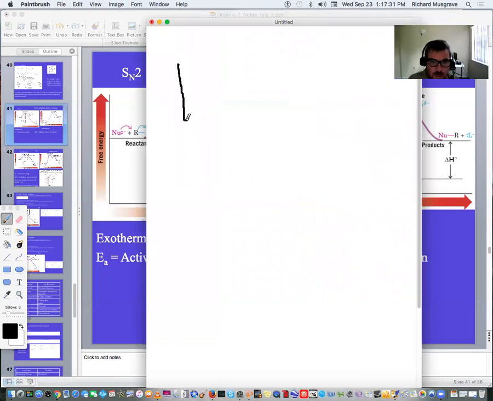So this is for anything really. So I'll put energy here. So this is reactants and this is products. The delta H is always just this energy right here, the difference between the reactants and products. It doesn't matter what's going on with this hump, whether it's a 2 hump, 3 hump, 4 hump, whatever. It's always just the reactants and products. That's your delta H.